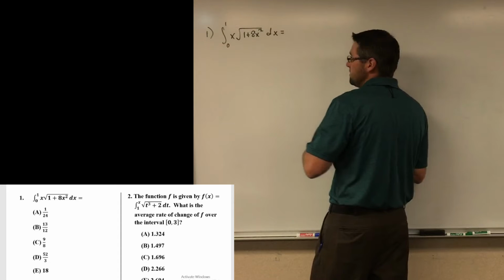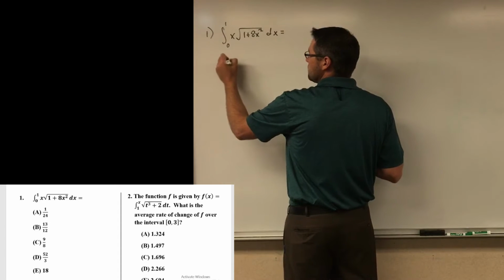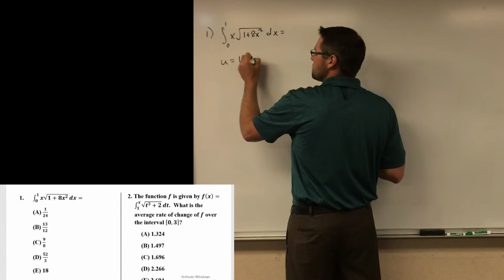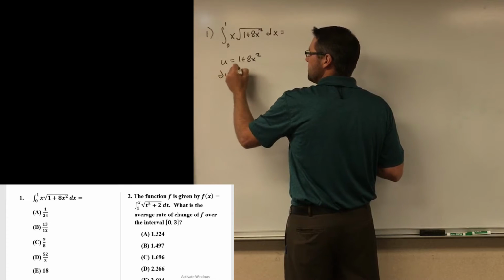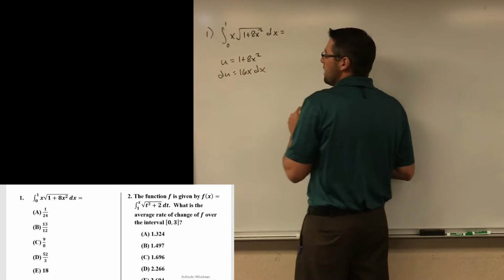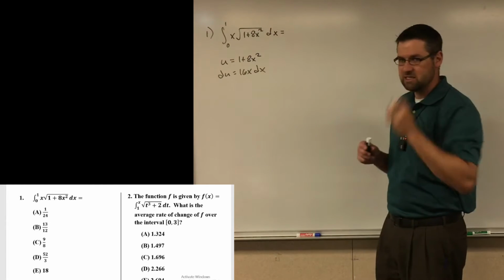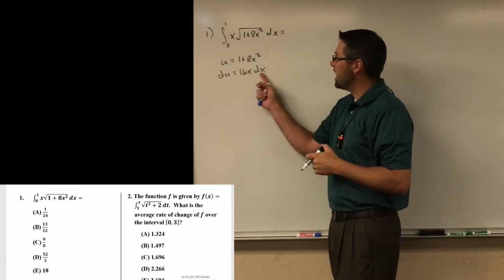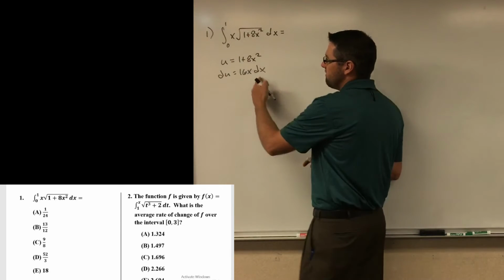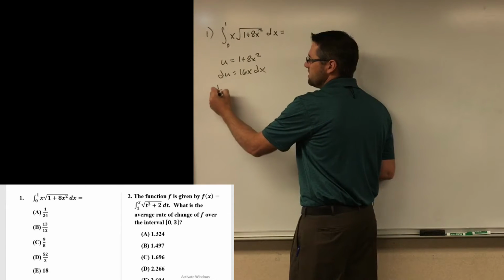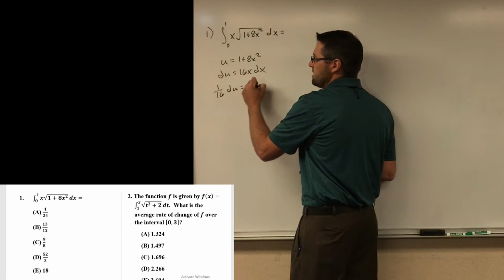You're going to have to do u substitution. So what's a good u? 1 plus 8x squared. So du is going to be 16x dx. And there's our x. However you want to set this up, I'm just going to solve for x dx because there's my x dx. So I'm going to divide by 16. So I get 1/16 du equals x dx.